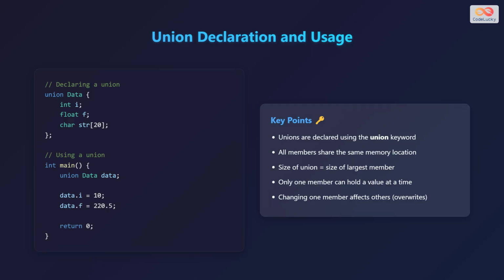Here is an example. We declare a union named data with an integer i, a float f, and a character array str of size 20. In the main function, we create a union variable called data. We assign 10 to data.i and 220.5 to data.f. When data.f is assigned, the memory previously occupied by data.i is overwritten. This is how we declare and use the unions.